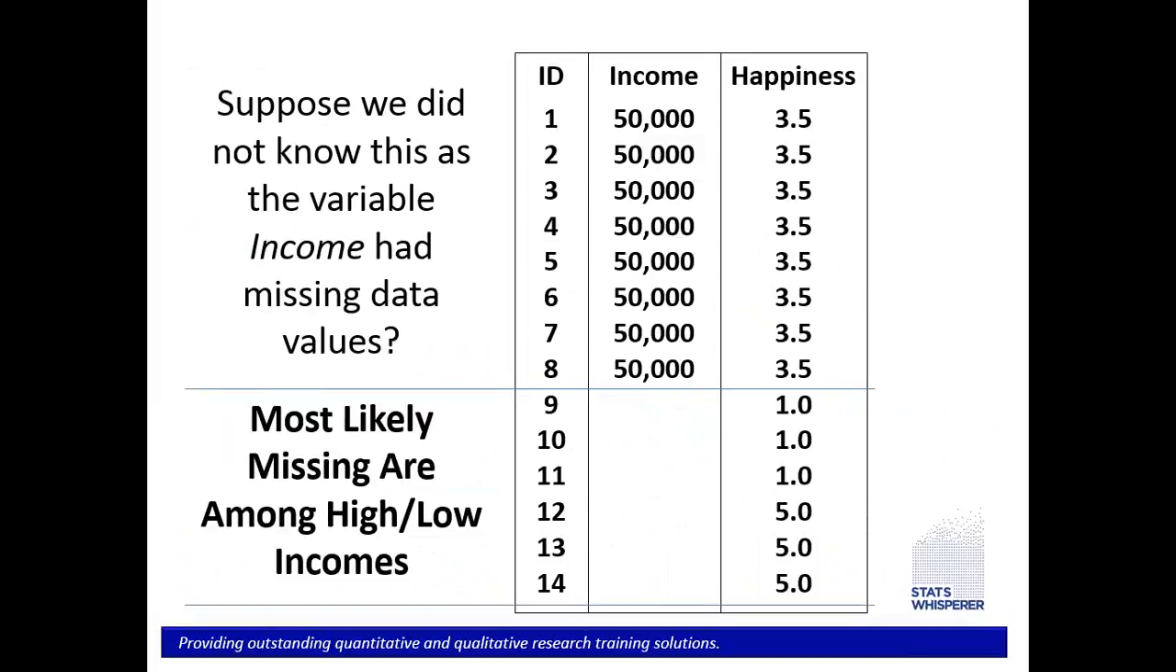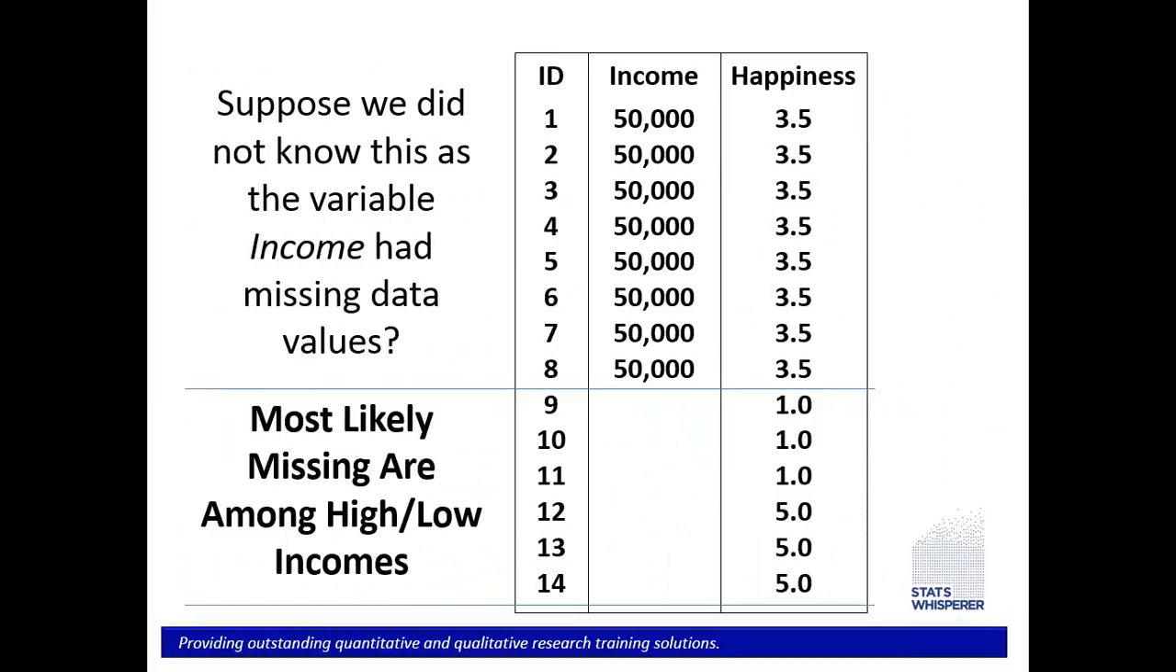Now, as I said, the people most likely not to report their level of income are the very high or very low incomes, right? So let's assume IDs 9 through 14 actually did that. They did not report their income, right? And those are the extreme highs and lows.